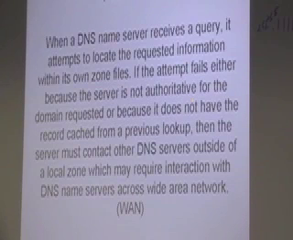A little bit on forwarders. When a DNS name server receives a query, it attempts to locate the requested information within its own zone files, which I talked about a little bit ago. If the attempt fails, either because the server is not authoritative for the domain requested, or because it does not have the record cached from a previous lookup, then the server must contact other DNS servers outside of the local zone, which may require interaction with DNS name servers across the wide area network, also known as a WAN. You may have already heard that expression a little bit. If you haven't, you will pretty soon.